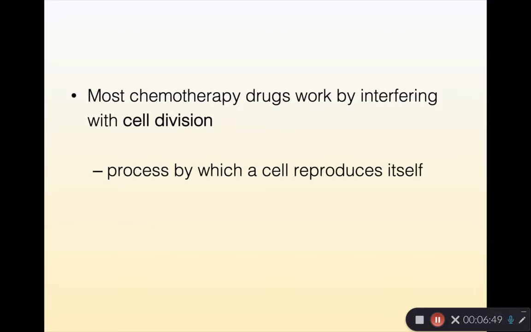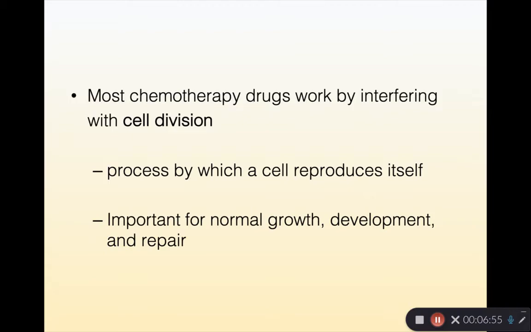So we know that cell division is basically this process in which a cell is reproducing itself. And it can do that for lots of different reasons. It's important for normal growth, development, repair. And we're going to specifically look at each of these and how those cells work.